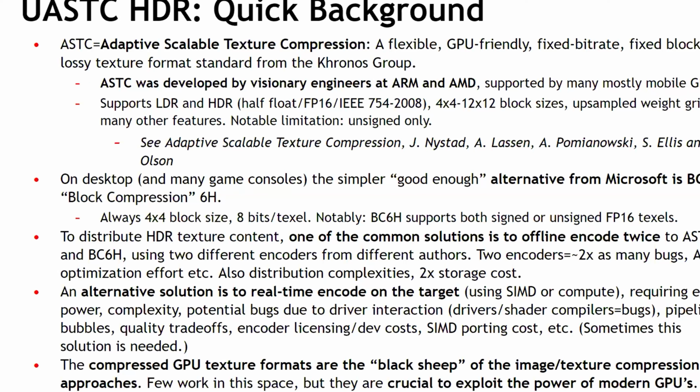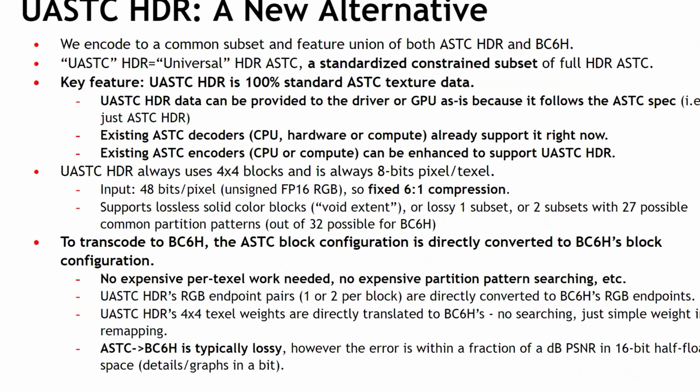And so we have a third option that's coming. What we do is we encode to a common subset of features and capabilities between ASTC HDR and BC6H. So we're calling this UASTC, where U means universal. We've already shipped an LDR variant of this. This is our HDR variant. And believe it or not, this is actually simpler than the LDR variant because there are fewer target GPU formats to worry about. In our case, it's just ASTC and BC6H and just uncompressed.